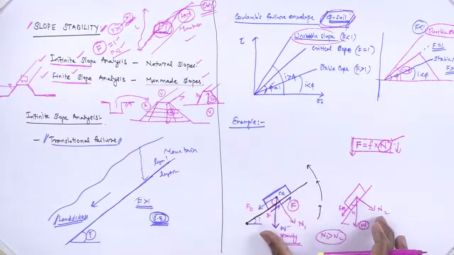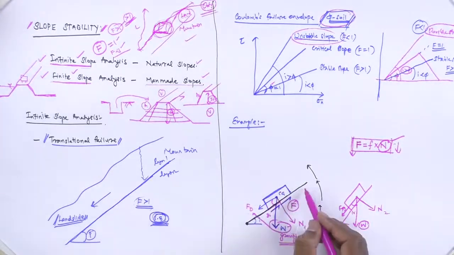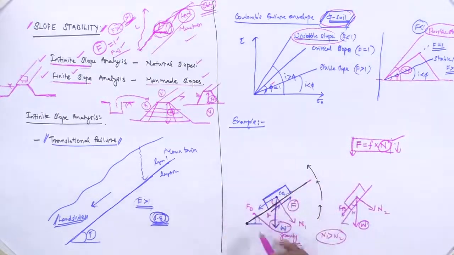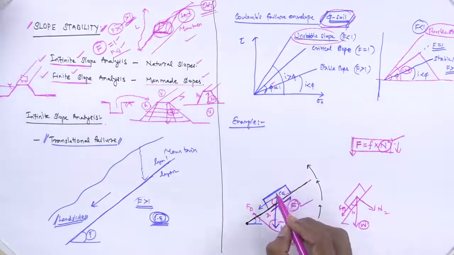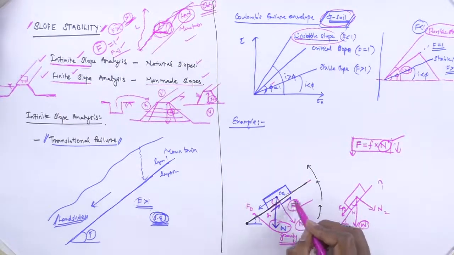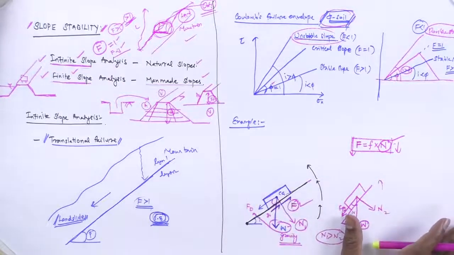So this is a very basic example. As the slope increases, the weight contributes much more to the driving force that is going to slide your soil along any plane. When the slope is flatter, it is a safe case because the normal force holds the sliding mass and it doesn't fail. When the slope increases too much, the strength developed is not capable of resisting this driving force. That is the major concept.